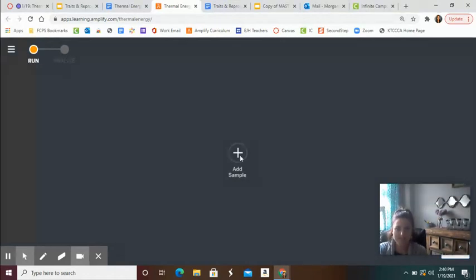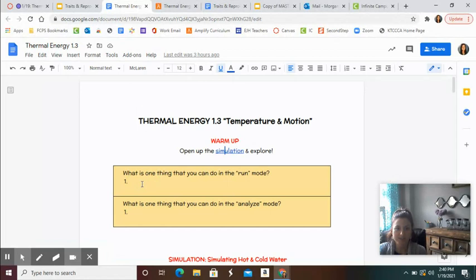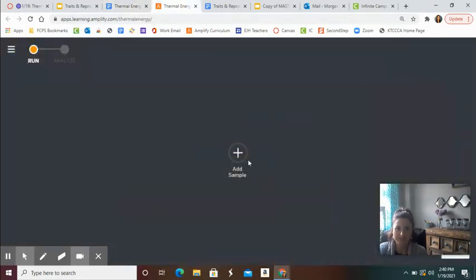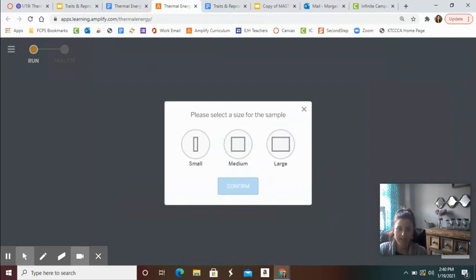With the simulation, the first thing you're going to notice is our run and our analyze up here in the corner. What I want you to do is first start with one thing you can do in the run mode, so that's this one. The first thing I notice is that I can add a sample, and I have three different sizes: small, medium, and large.